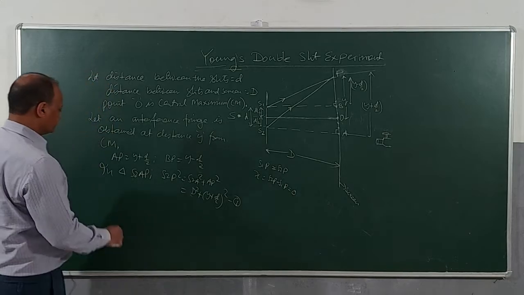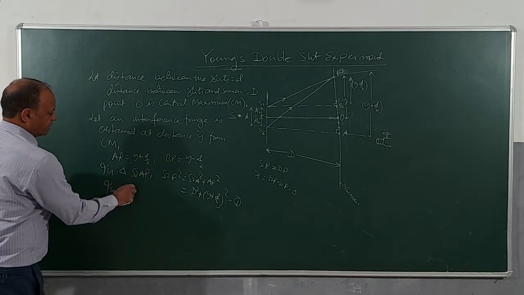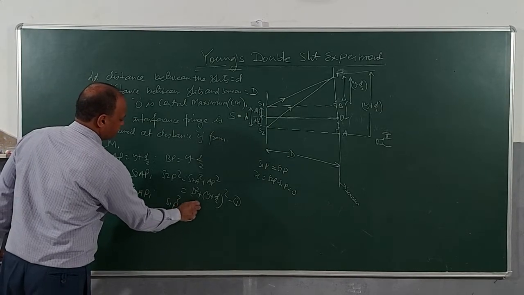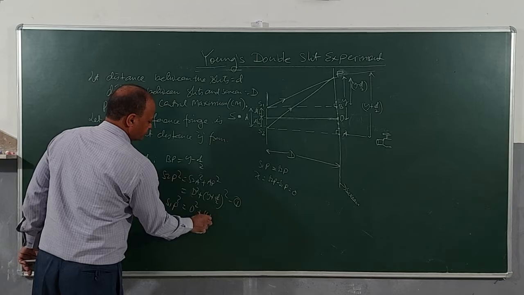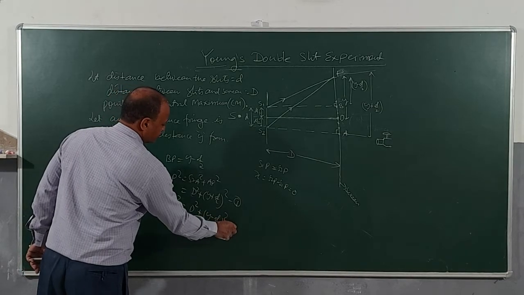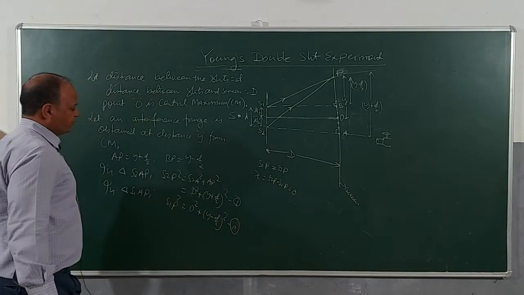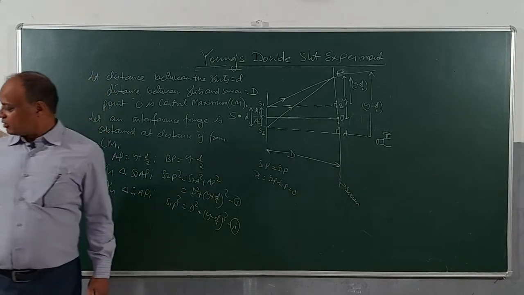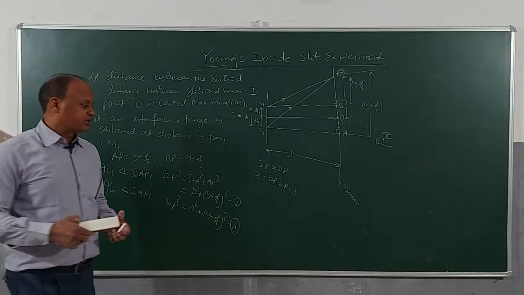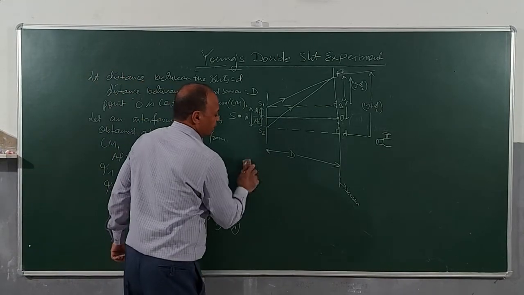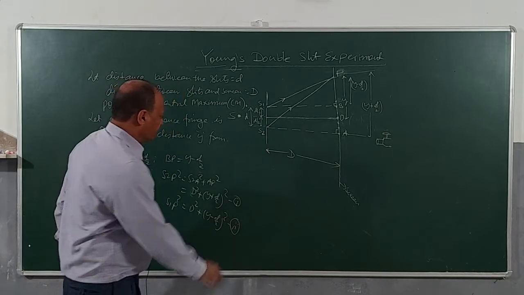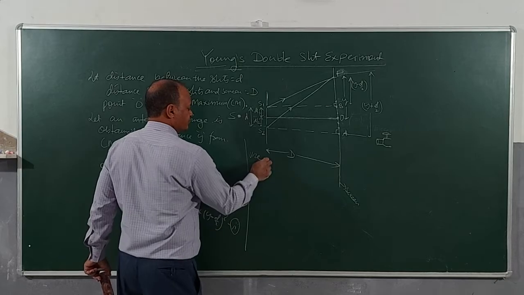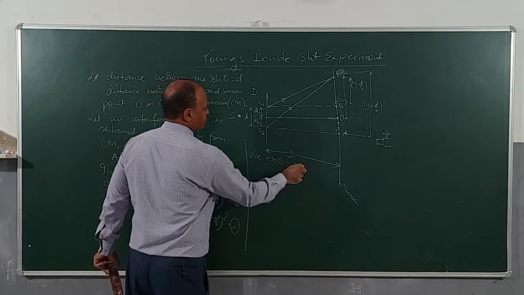Similarly children, in triangle S1AP, similarly I can say S1P square is equal to d square plus y minus d by 2 whole square. So children, I got the value of S2P square, I got the value of S1P square, right? Once I got this, then actually I am trying to calculate what is the value of S2P minus S1P. So what I am doing is, I will use equation 1 minus equation 2.